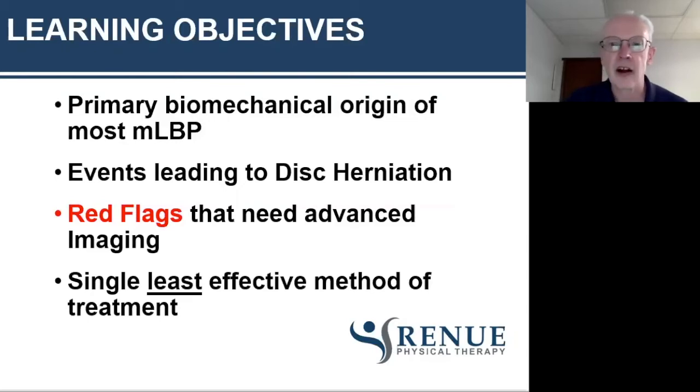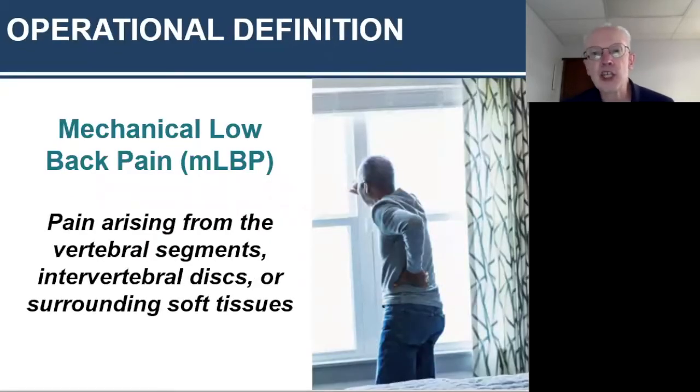So let's go on and talk about some things here. The operational definition is the fancy way of saying, when we say mechanical low back pain, this is what we mean. Mechanical low back pain has been defined as pain arising from the vertebral segments, the actual bones of the back, the intervertebral discs, those discs which slip or herniate, which are located structurally in between the bones of the back, or the surrounding soft tissues: the muscles, the tendons, the ligaments, the fascia.